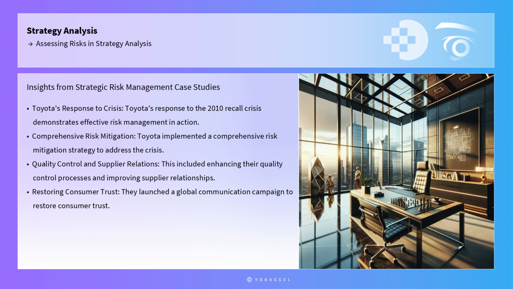Case studies provide valuable insights into how organizations have successfully managed strategic risks. For instance, Toyota's response to the 2010 recall crisis demonstrates effective risk management in action. Faced with a significant threat to its brand reputation and financial performance, Toyota implemented a comprehensive risk mitigation strategy. This included enhancing their quality control processes, improving supplier relationships, and launching a global communication campaign to restore consumer trust.